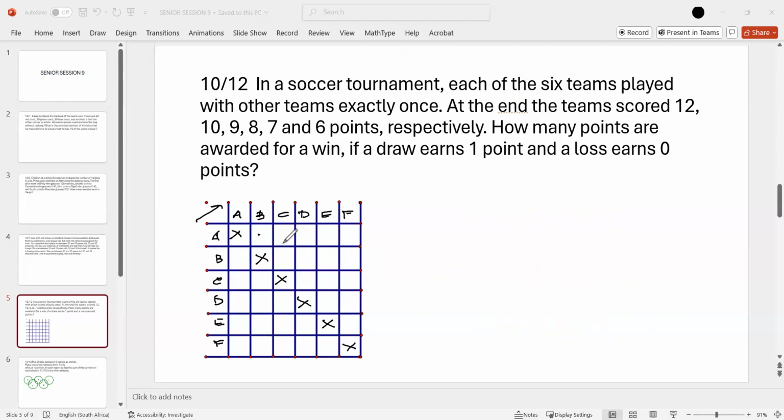So the games that you have are where A plays B, A plays C, A plays D, A plays E, A plays F. So there are 5 games here. And you don't count this because A plays B, we already counted. So you count 4 here, and 3 here, and 2 here, and 1 here. So altogether, the number of games from this table, you can see it's going to be 5 plus 4 plus 3 plus 2 plus 1, and that's 15.